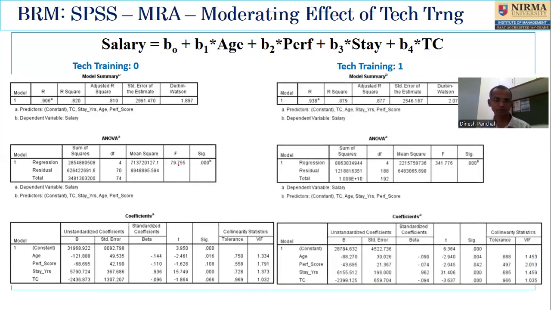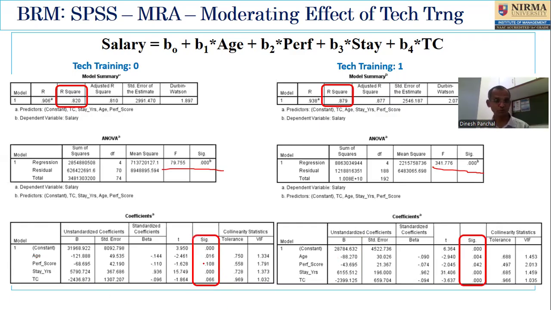And then you compare. Again, both our regression outputs are significant. The R-square value is here 0.820 and 0.879. See the difference, low moderating effect. From where is the moderating effect coming? For example, here age is significant. Age is also significant here. Here it's minus 121, here it's minus 88. So moderating effect is there because the beta coefficients are different.